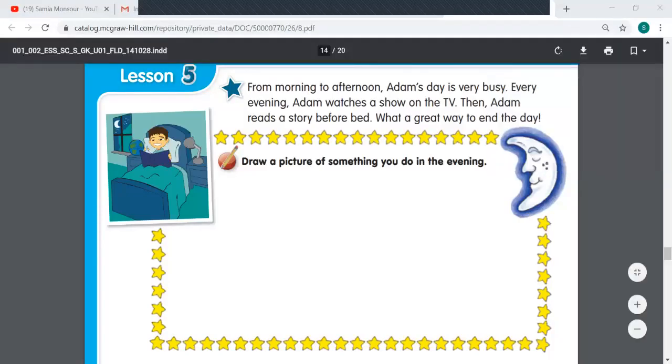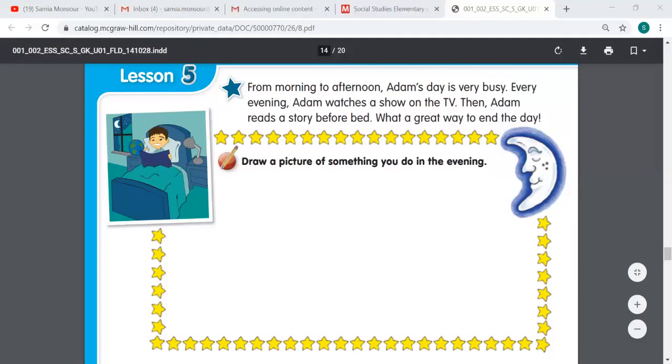Hi, superstars. It is time for social studies. We are on Unit 1, Lesson 5. Open up your social studies workbooks to page 14.